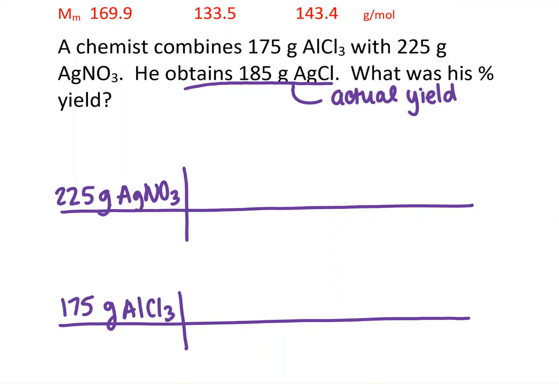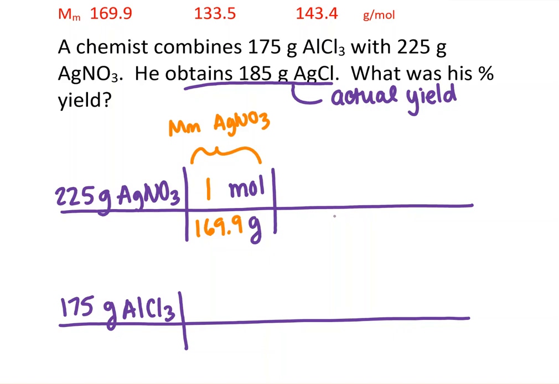So I'm starting with 225 grams of silver nitrate. The first step in stoichiometry is to go from grams to moles. And I do that by using the molar mass. So the molar mass of silver nitrate was given to me. Remember that with molar mass, the number goes with the G, goes with the grams.